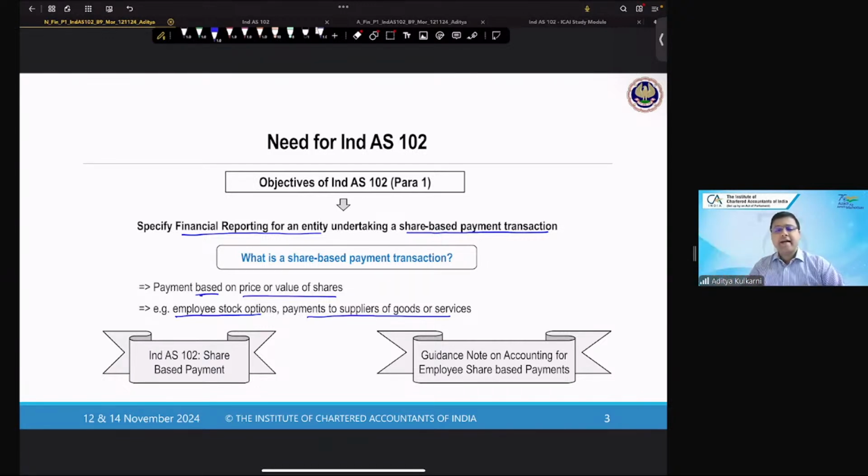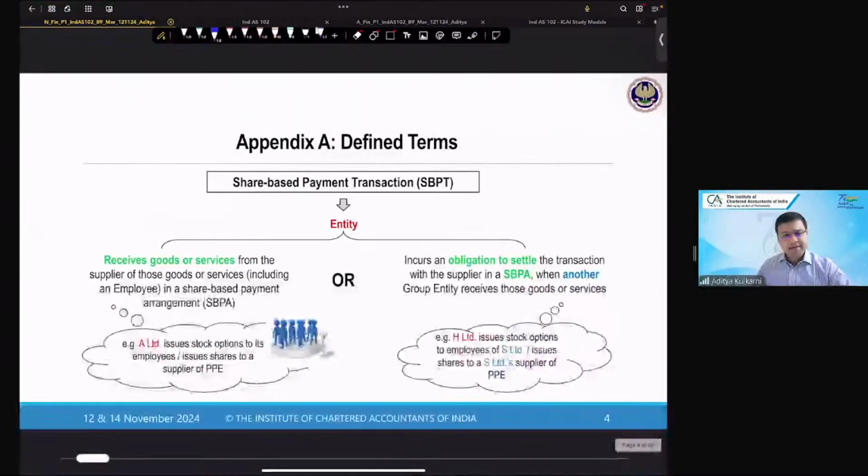So the next standard immediately is Ind AS 19. There you can get this link. Ind AS 102 share-based payments. Parallel under the earlier regime, guidance note on accounting for employees share-based payments. Is it all clear so far? Yes. Very basic.